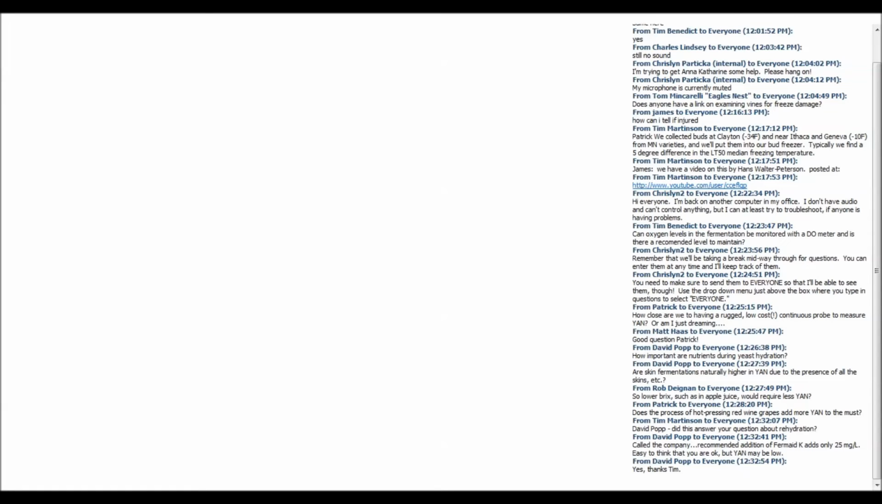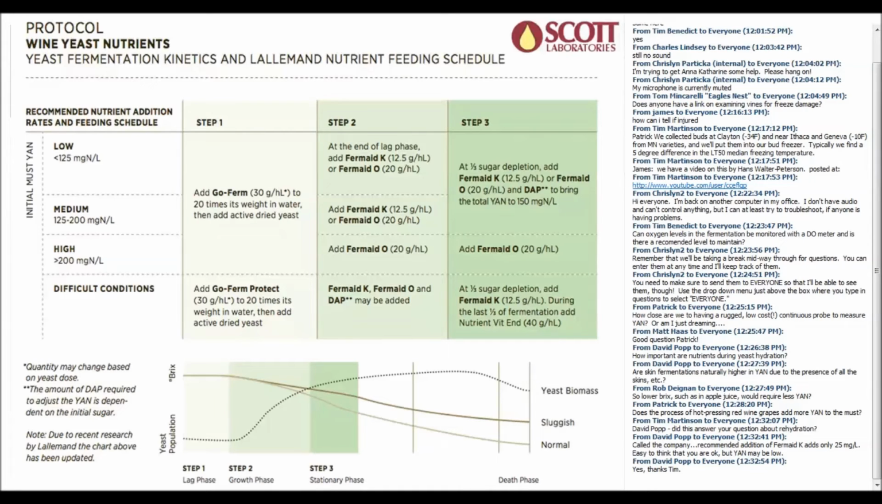2 additions, one right at the beginning of fermentation, 6 to 12 hours after inoculation, and one 1/3 of the way through. And if you're going to do 3, you're going to do same as 2 additions plus the rehydration nutrient.